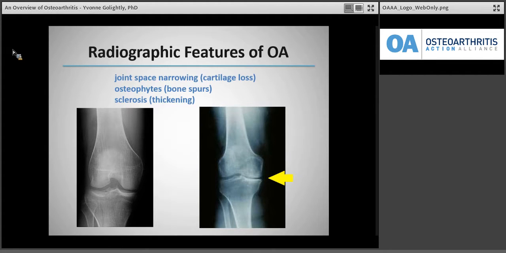Some of the features that we look for on X-ray for osteoarthritis include joint space narrowing. So the image on the left is a joint where there's pretty good space between the bones, which indicates that there's still healthy cartilage there. On the image on the right, where the yellow arrow is, what we see here is there's a loss in that joint space, and that indicates loss of cartilage. We also look for osteophytes or bone spurs, and then we look for sclerosis, which is a denser area of bone just under the cartilage.